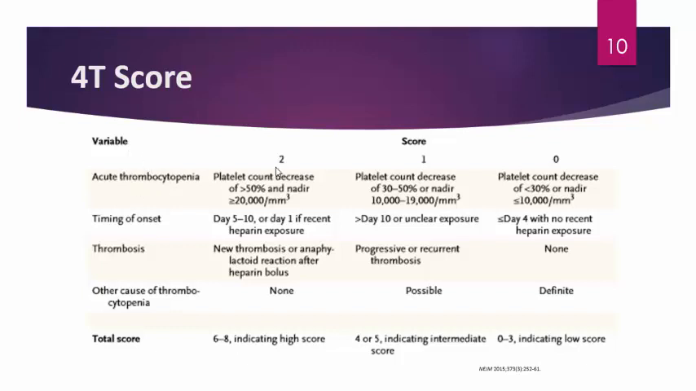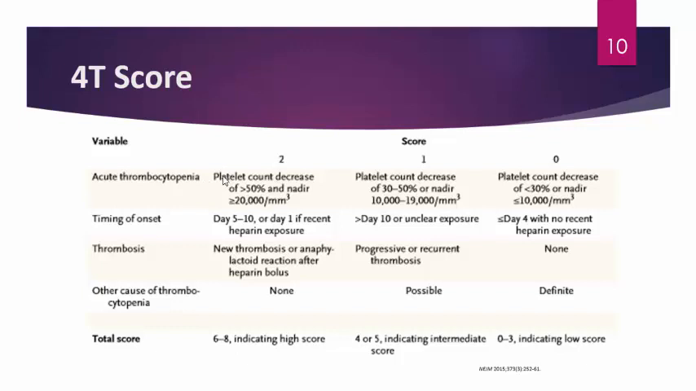So acute thrombocytopenia. Here you see that each different parameter, such as acute thrombocytopenia, will have a point score associated with it, either 0, 1, or 2, 2 being the most significant potentially for a diagnosis of heparin-induced thrombocytopenia. So if your patient has a platelet count decrease of greater than 50%, with your lowest point being above 20,000 platelets per cubic millimeter, then you would get 2 points here.